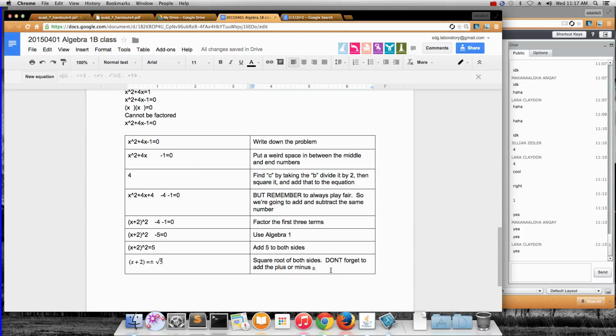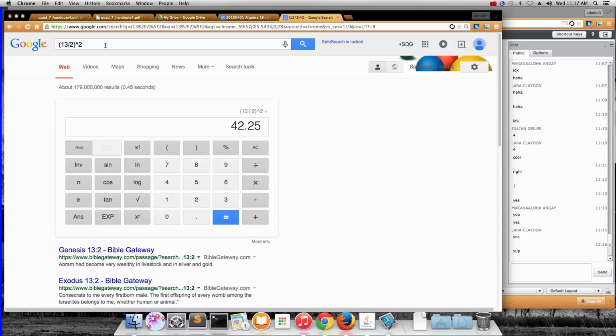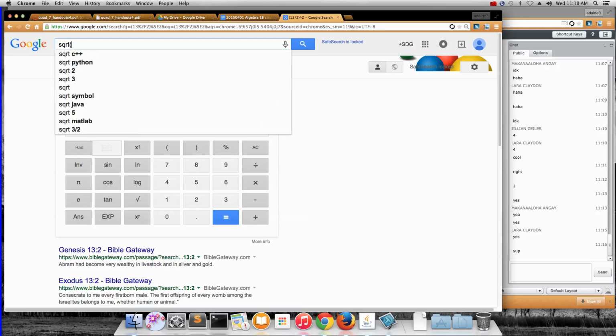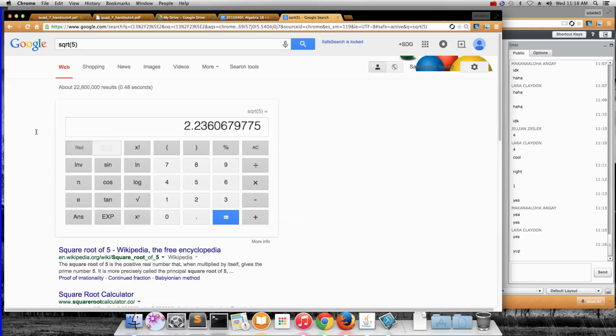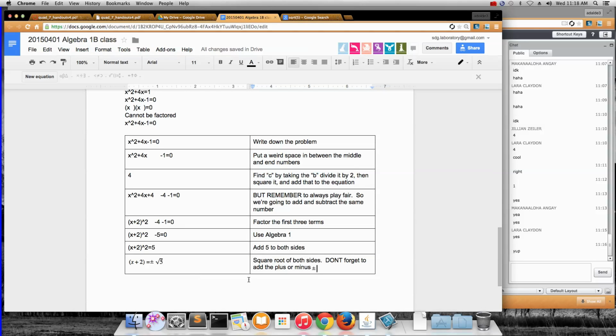By the way, what is the square root of 5? I don't know. 2.236? Alright, let's do that. 2.2361. Don't forget that. I'm going to copy and paste that. Alright, everyone cool with that? I didn't really do anything, I just asked my calculator what the square root of 5 was.